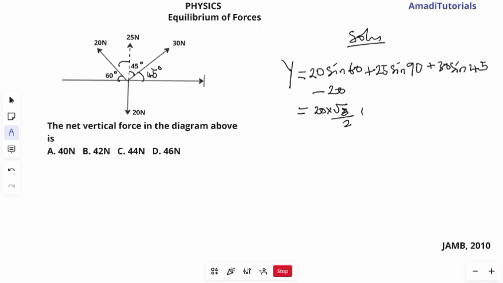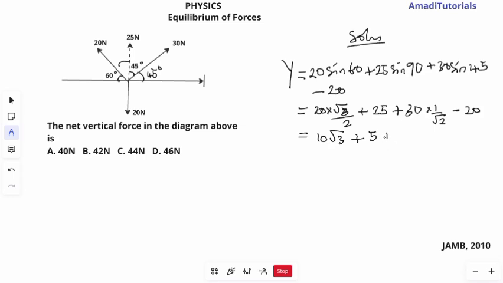So this will be plus, sine 90 is 1, so 25 times 1 is 25. So that's it. Plus 30 sine 45. Sine 45 is 1 over root 2. Then minus this 20 here. So it equals 10 root 3 plus, processing the like terms, 25 minus 20 is 5. So I'll write plus 5 there.